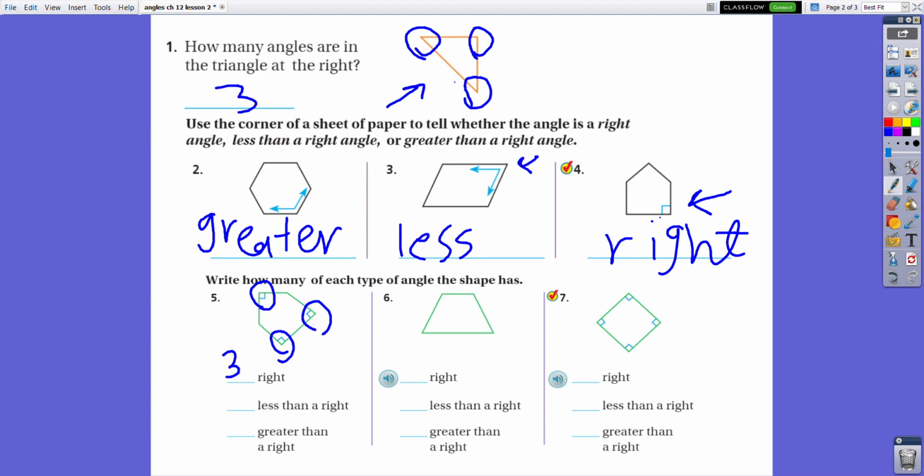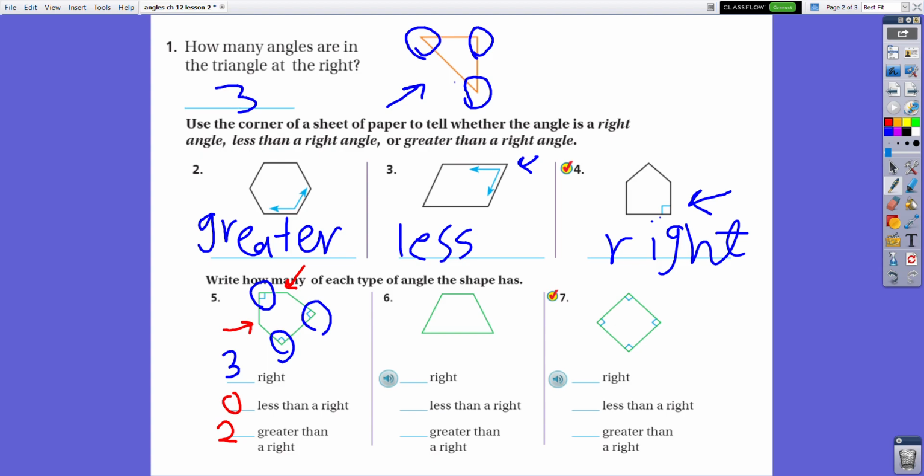Now, how many less than a right angle? Each shape may have less than a right angle, or greater than a right angle, or maybe none of these. So look at this one. Do we have less than a right angle? We have 2 angles left. Do you think these 2 angles are less than or greater than? Let's change the color. Look at this one. Are those less than a right angle or greater than? It's bigger. So it's not less than a right angle. So I have 0 less than a right angle. So how many greater than a right angle? It's 2. Got it?